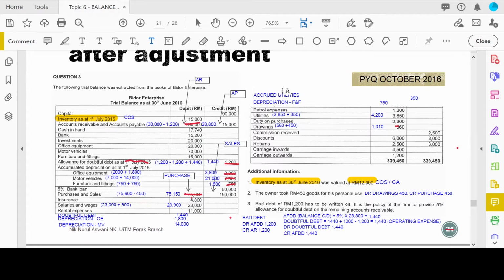Similarly for salary, we're going to add another account called accrued salaries and wages. How much did we understate the salaries and wages? 900. So we're going to put it here as 900. Next.